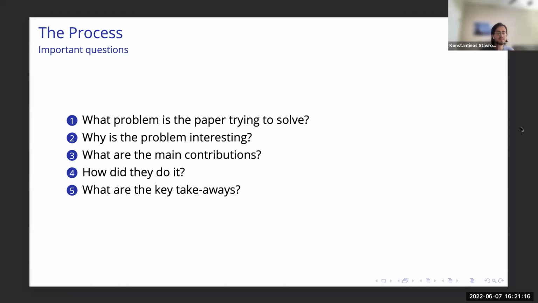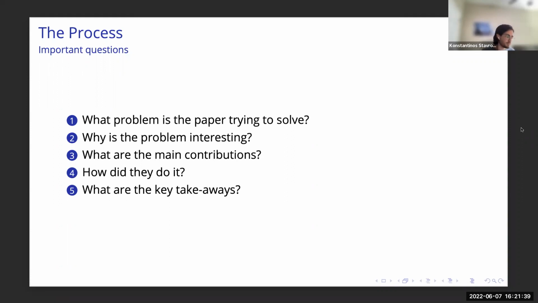So the authors will try to make you excited, and you should try also to follow this excitement. Because if you do that, then you will be more motivated to read the paper, which is good. And then the third question would be, what are the main contributions that are presented in the paper?